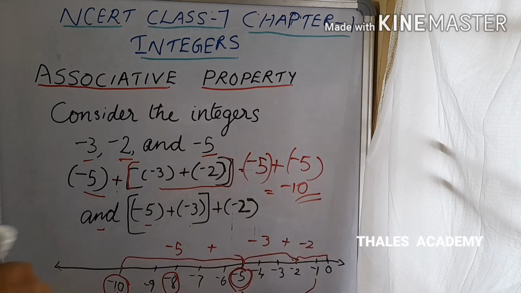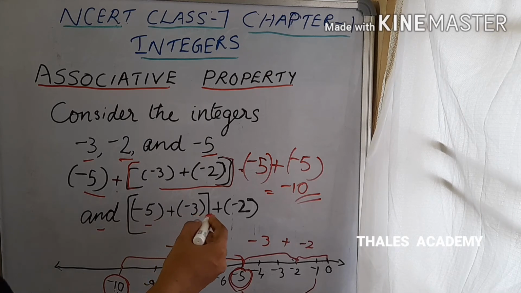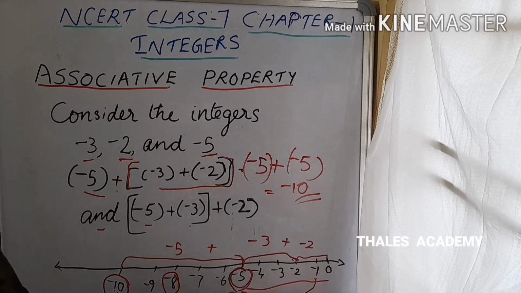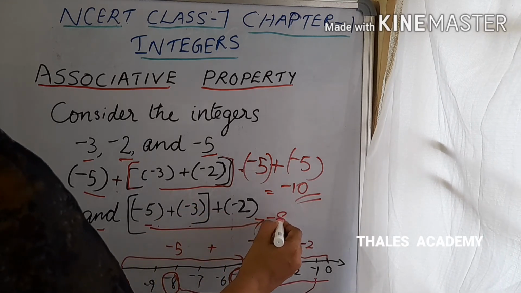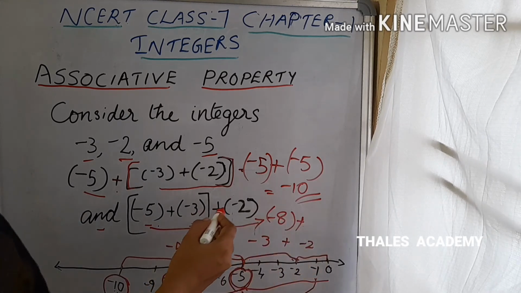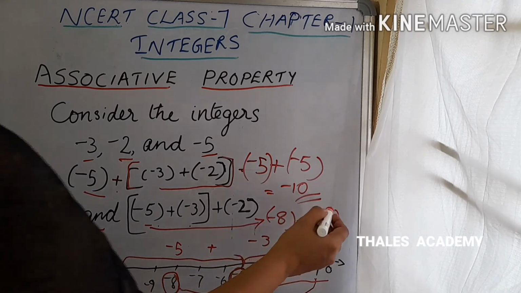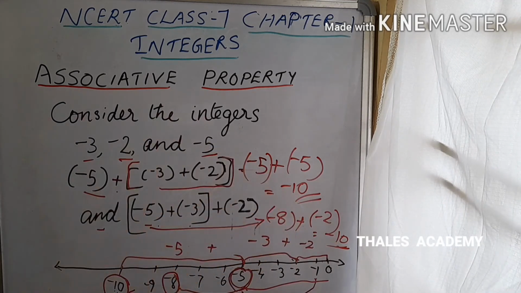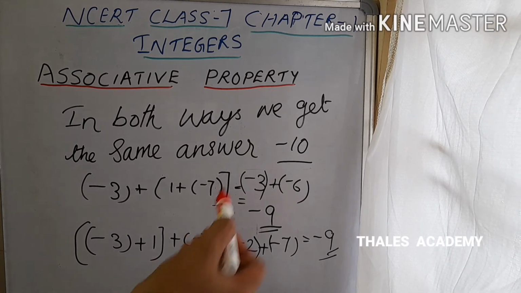And next we add minus 5 plus minus 3 first. That is minus 8. The answer for this is minus 8 plus minus 2. Then we reach minus 10. The answer is minus 10, so the answers are the same here. In both ways we get the same answer, minus 10.